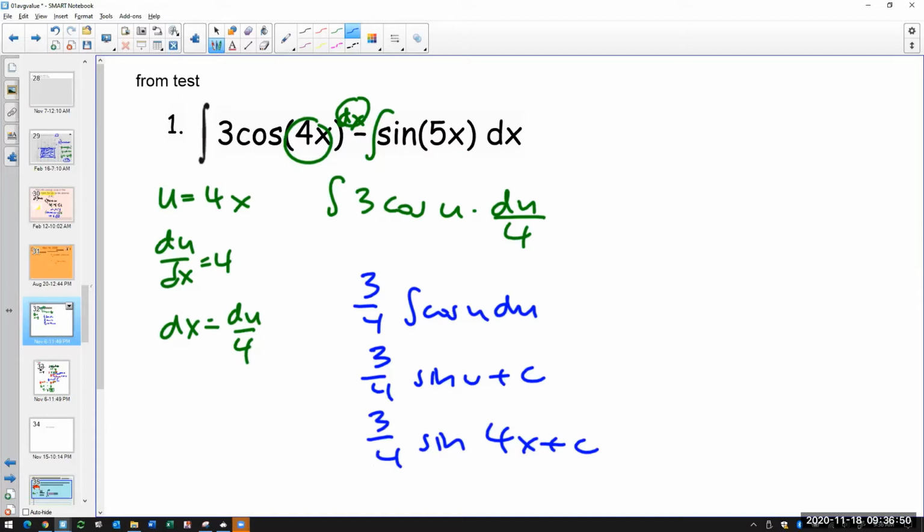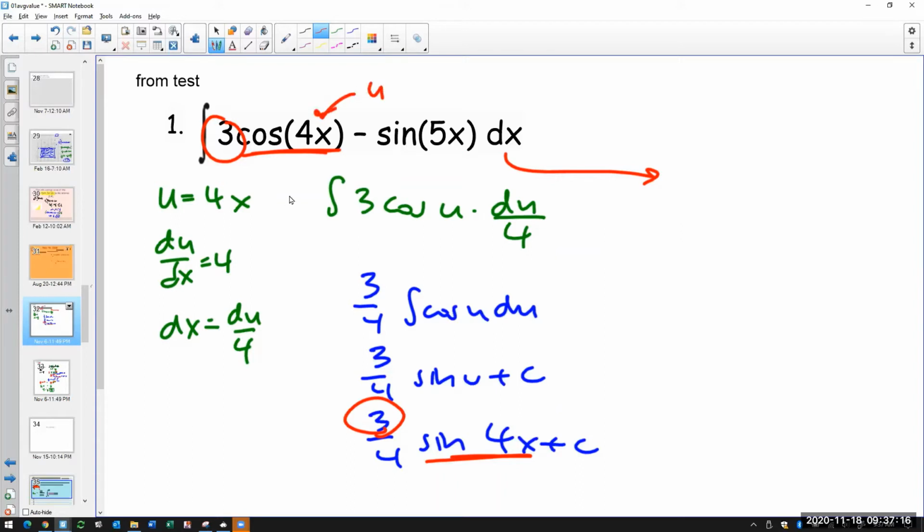Now I need to do the right side over here. Let me do the same thing, but let me see if I can get a pattern going here. The integral of 3 cosine 4x was 3 sine 4x, with the same 3 there. All I did was change the cosine 4x to sine 4x, because the integral of cosine was sine. And then I divide by the derivative of my u, the derivative of 4x, which is 4.